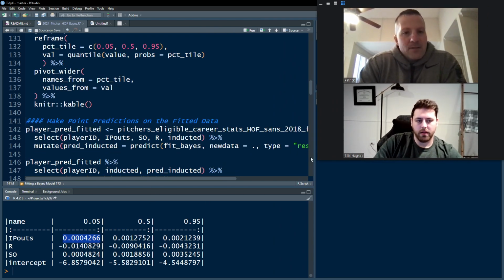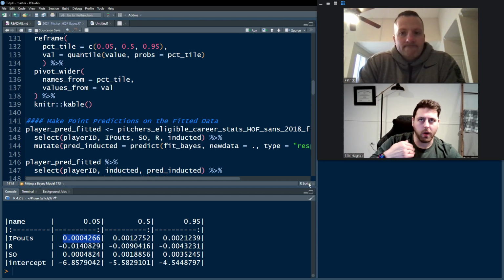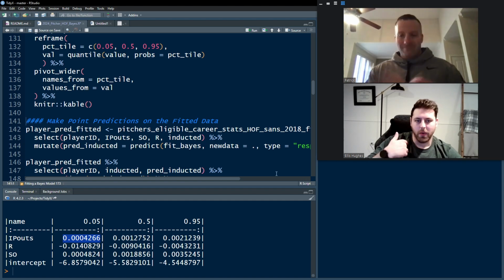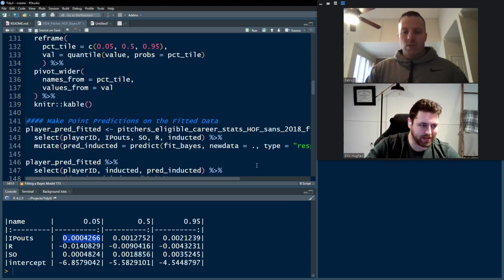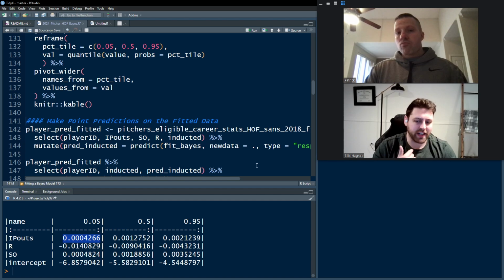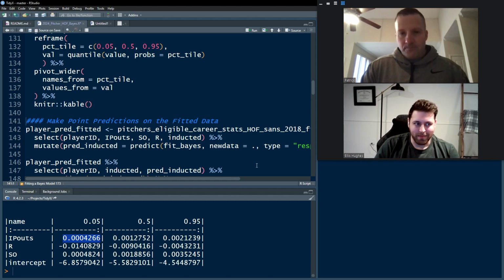Correct. But we don't just want to look at what the coefficients of the model are. We actually want to try to make predictions with this. Like, what is the result from our model? We're not particularly caring in this case what the effect of IP outs is on whether to make the Hall of Fame. We want to know, are they making the Hall of Fame?